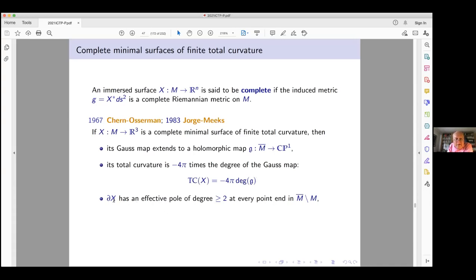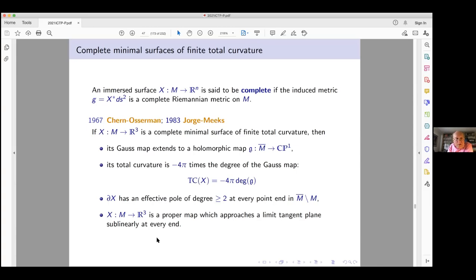And also the derivative of X, so the Weierstrass data, has an effective pole of degree at least 2 at every end, which are these finitely many points. So this is the basic information, how these things look, and you see they're completely algebraic objects. Also, the conclusion is that the map itself is proper, and it approaches a limit tangent plane sublinearly at every end. So these are the sort of pictures which you saw in the first hour.